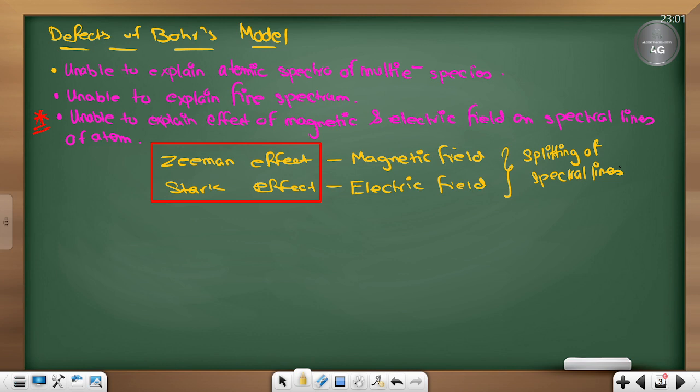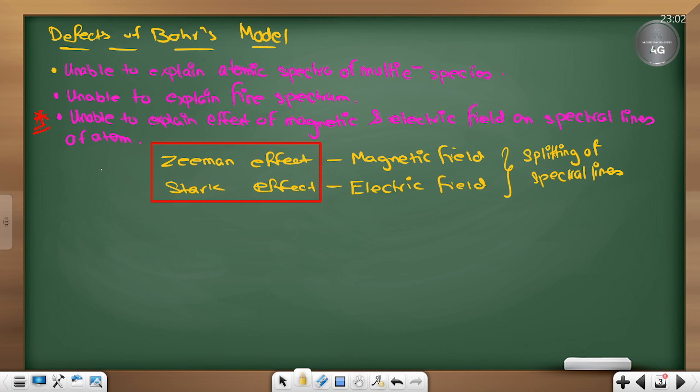Clear? But these are not explained by Bohr's model. That is the defect of Bohr's model. Understood? Zeeman effect. Understood? Stark effect. So the third demerit of this is that it is unable to explain the effect of magnetic and electric field on spectral lines of atom. That is two effects, Zeeman effect and Stark effect. Done. Next.